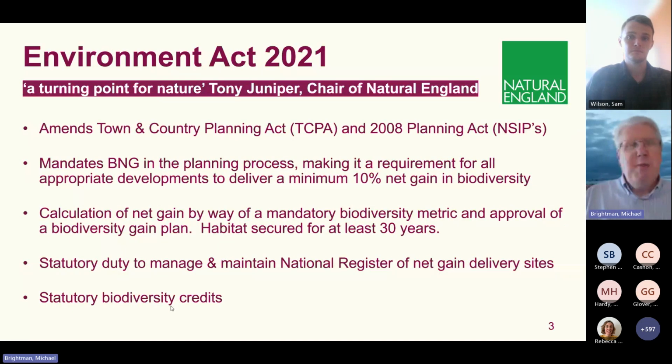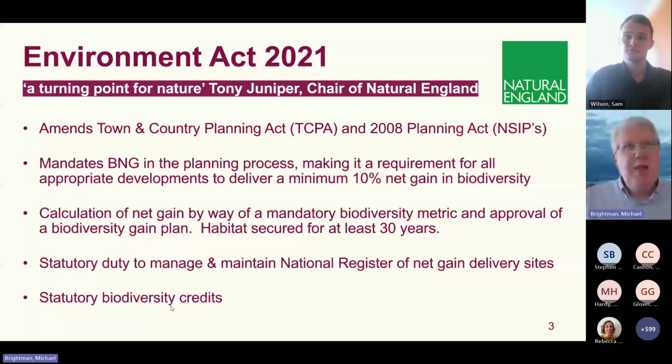Just as a bit of background and context, the Environment Act 2021, which the Chair of Natural England, Tony Juniper, referred to as a turning point for nature, amends the Town and Country Planning Act, TCPA, and the 2008 Planning Act, and therefore it also incorporates NSIPs, Nationally Significant Infrastructure Projects.